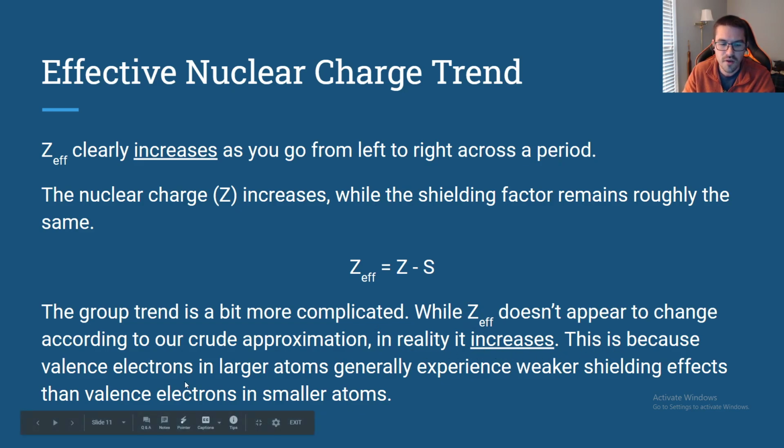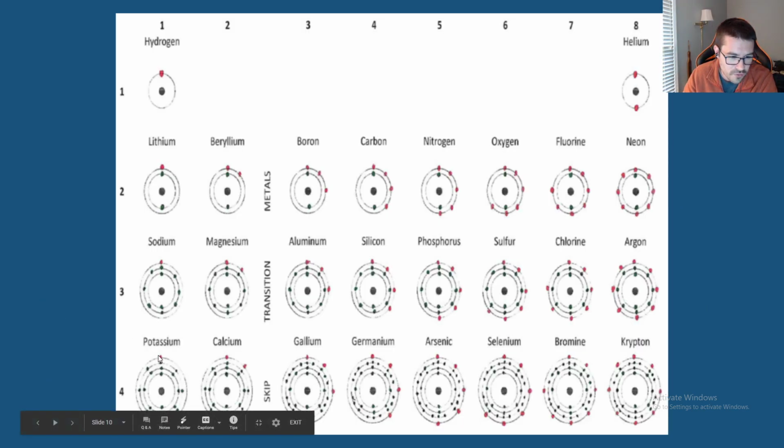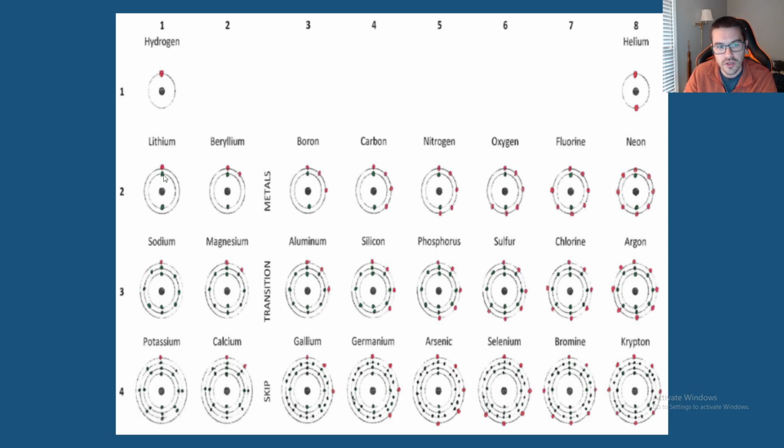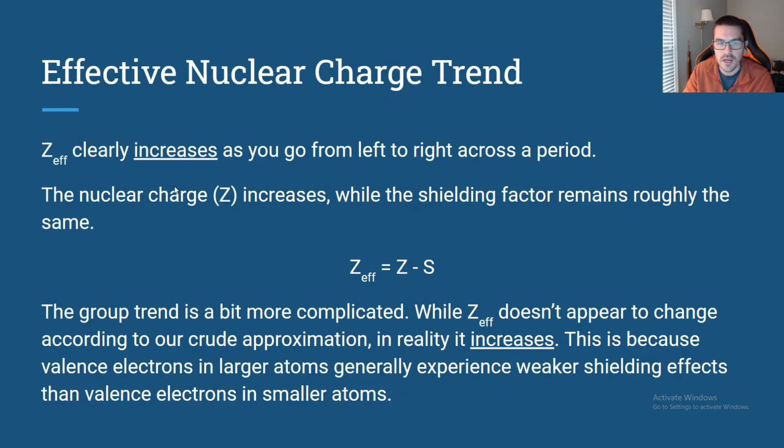And this is because the valence electrons in larger atoms generally experience weaker shielding effects than valence electrons in smaller atoms. Okay, so like this valence electron in potassium, the shielding that it experiences from these core electrons is a bit weaker in strength than the shielding that the valence electron in lithium experiences from these core electrons. That's a really fine-grained detail that I don't want you to worry about too much. But the effective nuclear charge does increase as you go down a column.